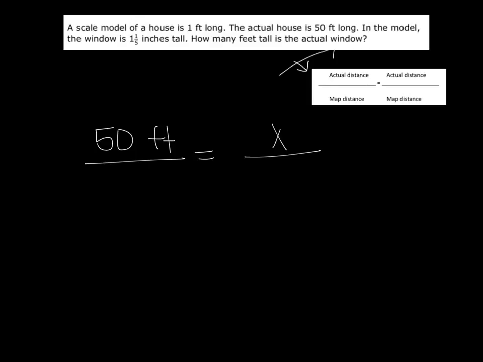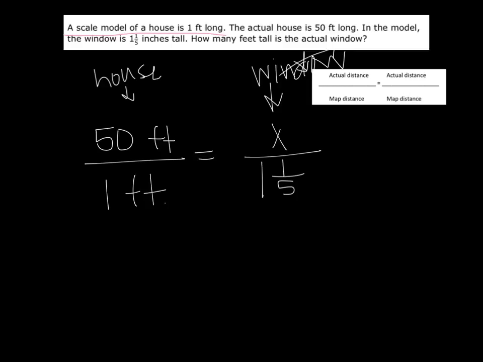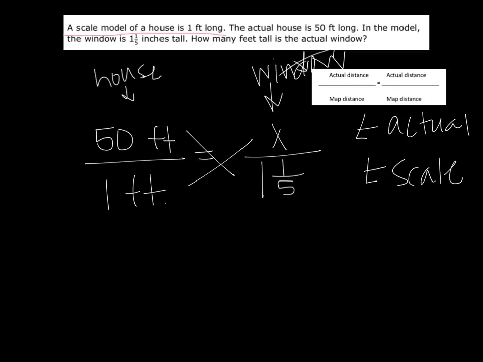So when we're talking about our scale, our window is 1 1/5 inches tall. Now this is how I like to think about it. This is our window, and this is our house length. Okay, so our window is 1 1/5 inches tall. And the scale model of the house is 1 foot long. Okay, so our scale is the bottom, and the actual. You guys, this is like the trickiest part, is figuring out where do your numbers go. After that, all we have to do is our cross products.